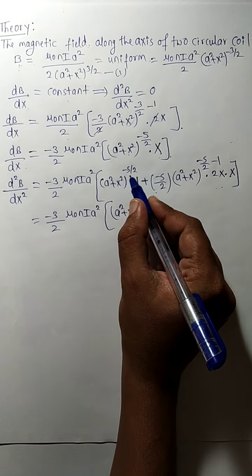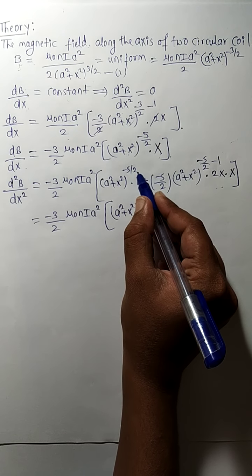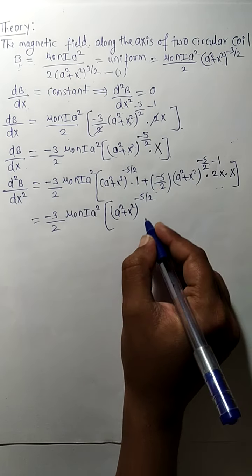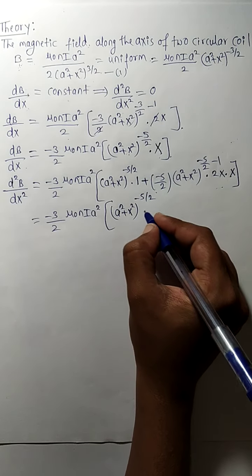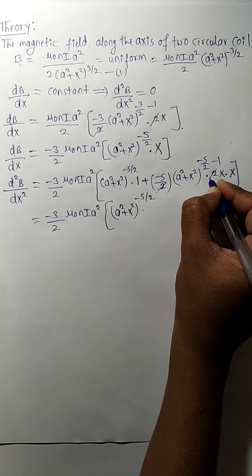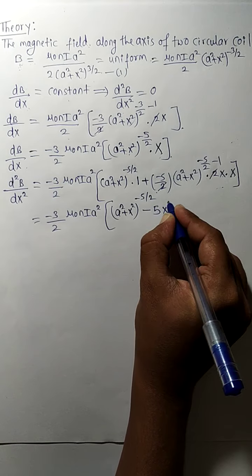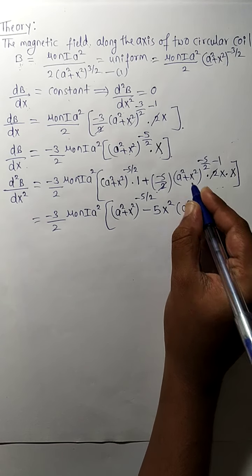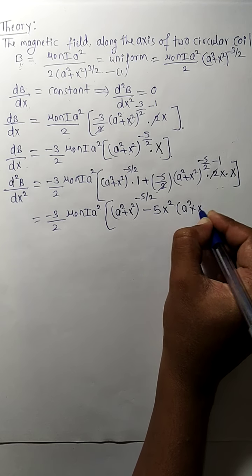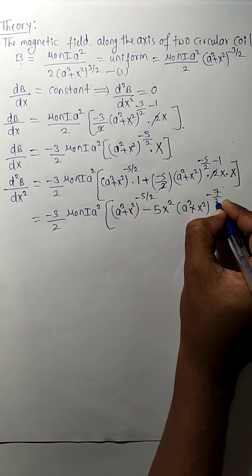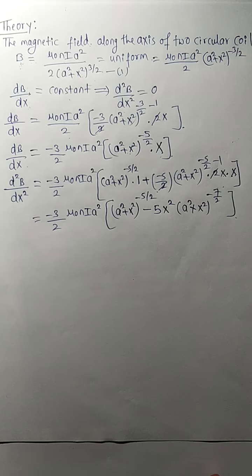Okay, so this is a square plus x square raised to minus 5 by 2. I will write as it is now, minus 5 by 2, and again the 2 gets cancelled here, minus 5, this x into x becomes x square, into the bracket. What we will get? A square plus x square raised to minus 5 by 2 minus 1 is giving how much value? Minus 7 by 2. It is giving the value.